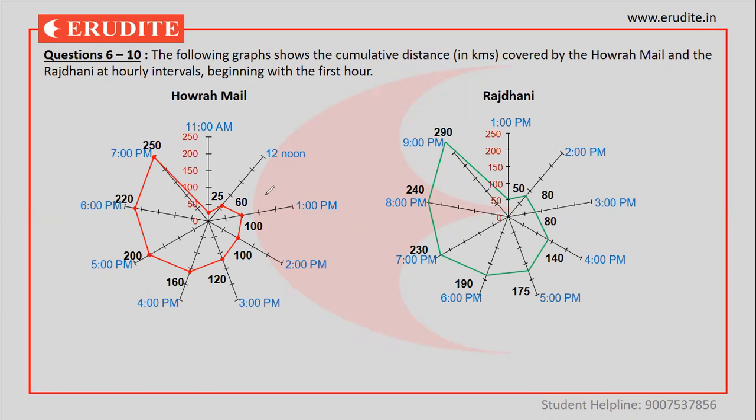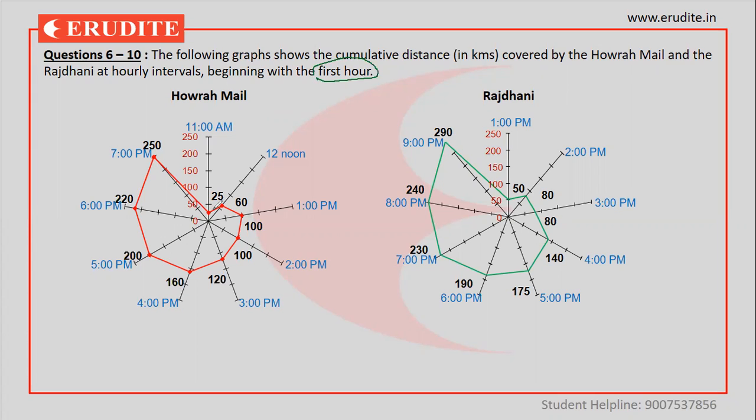Second thing, if I randomly ask a student at what time Howrah Mill started or what time Rajdhani started, they will reply 11 a.m. or 1 p.m. respectively, which is also wrong. If this train started at 11 a.m., it cannot cover 25 at 11 a.m. All of these are beginning with the first hour. That means at 11 a.m. already 1 hour happened. 1 p.m. already 1 hour happened.